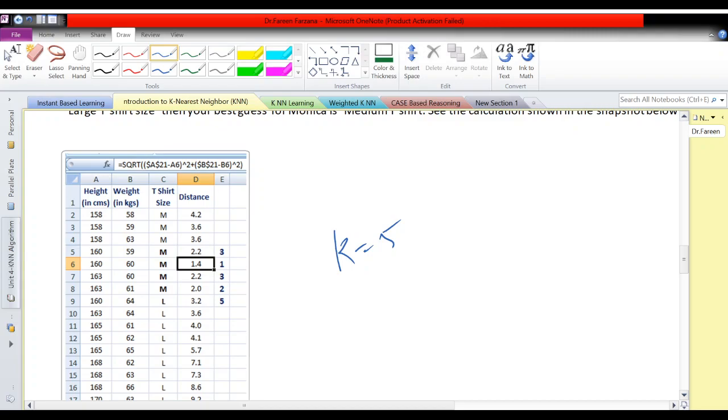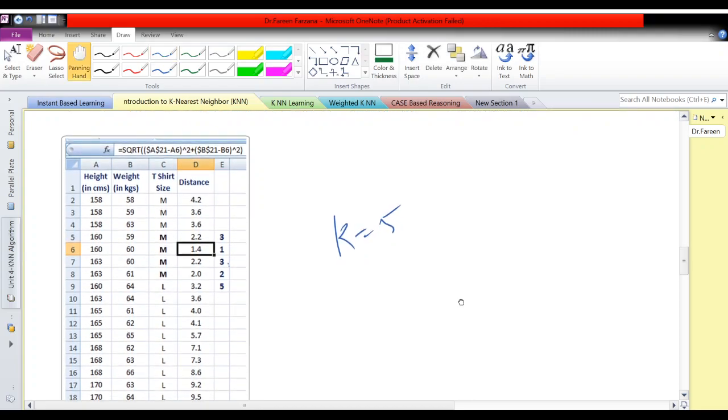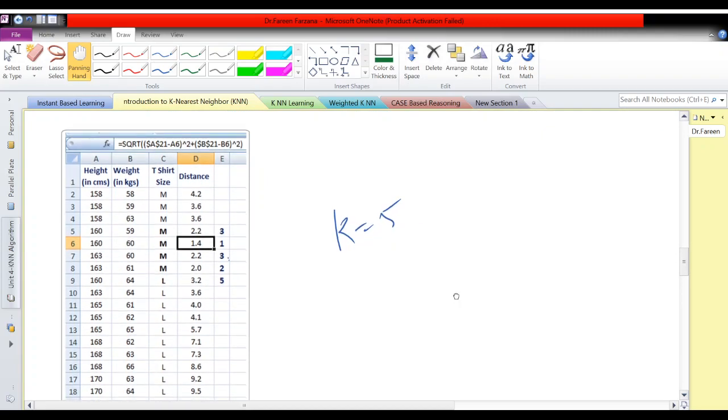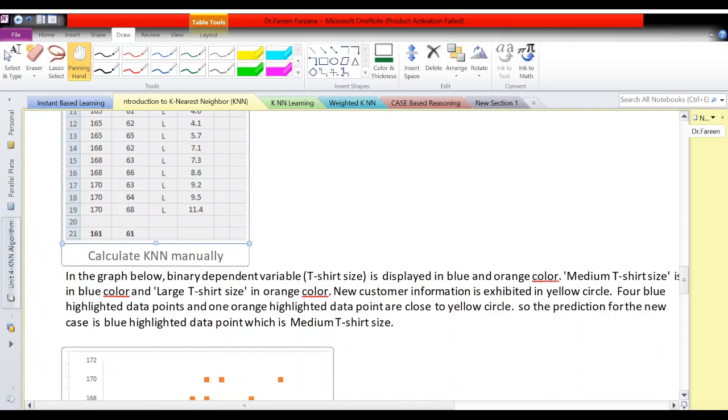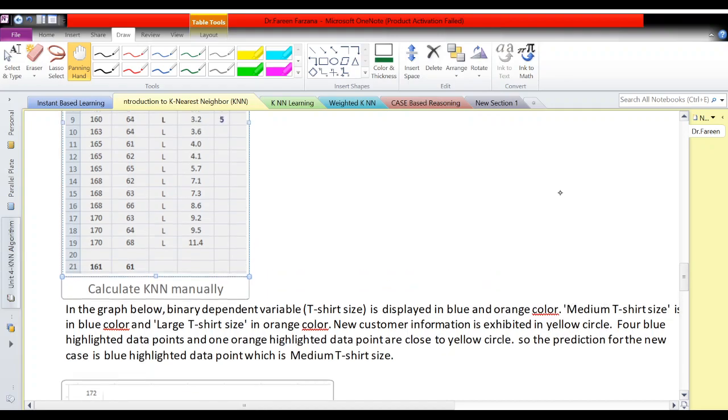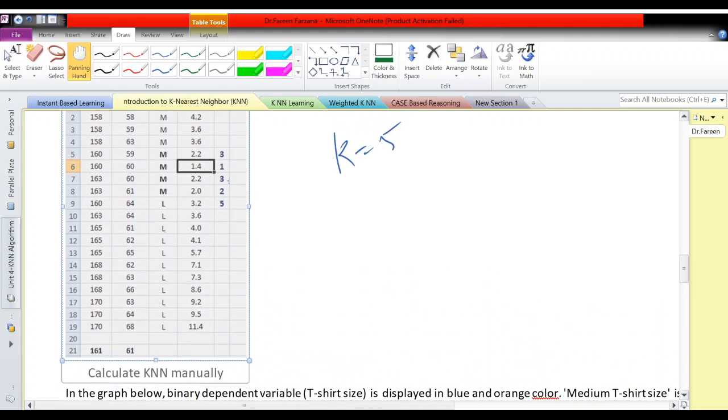The first 5 ranks. Here there are two variables which have the same distance value, so they are given the same rank, and the fourth value is omitted. So which is the first one? 1.4 is the distance, and it has been given the highest weight, that is first rank. And so Monica's t-shirt will be classified as a medium size t-shirt. So you see, when you look at the classification of all the 5, there is only one large point, and all the other 4 classifications are medium points.